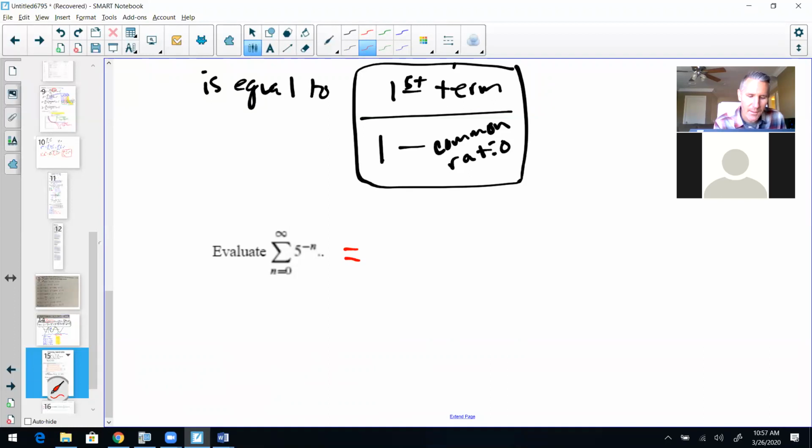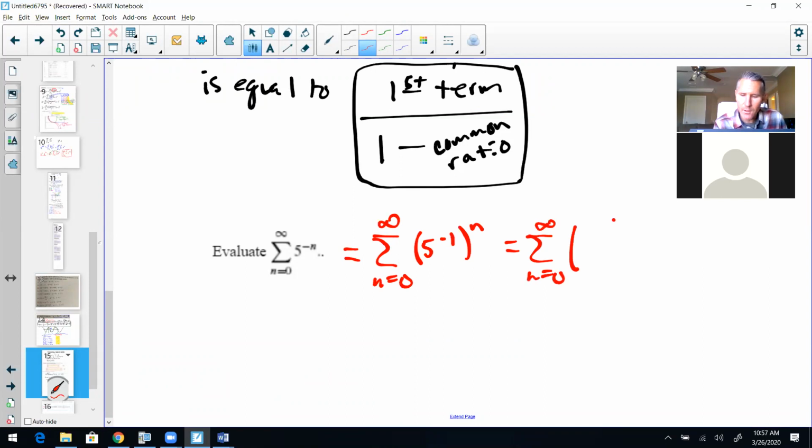So this is equal to the summation as n goes from 0 to infinity of 5 to the negative first power, to the n power. Okay, this is better. All I'm doing is saying that 5 to the negative n is 5 to the negative 1 to the n. Now this is just equal to the summation as n goes from 0 to infinity of 1/5 to the n power. This gives me something that is nice.